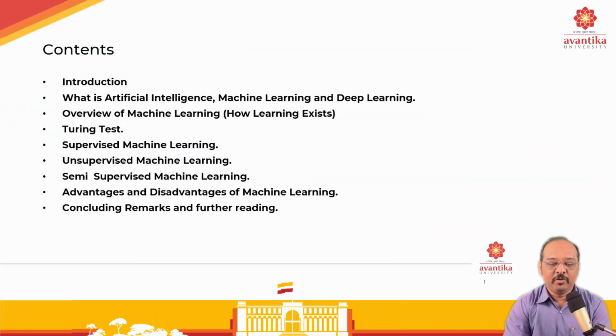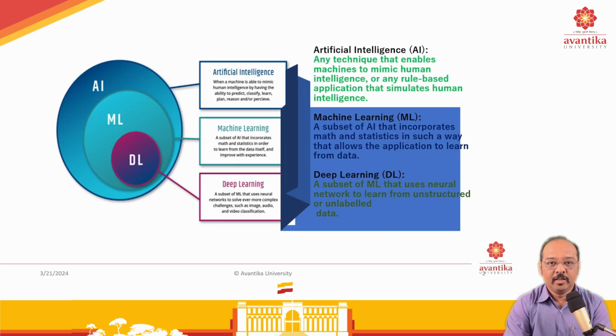The contents we are going to deliver here as this introduction: what is artificial intelligence, machine learning, deep learning, overview of machine learning, that means how learning exists, Turing test, supervised machine learning, unsupervised machine learning, semi-supervised machine learning, and the advantages as well as the disadvantages of machine learning, and the concluding remark for the further readings.